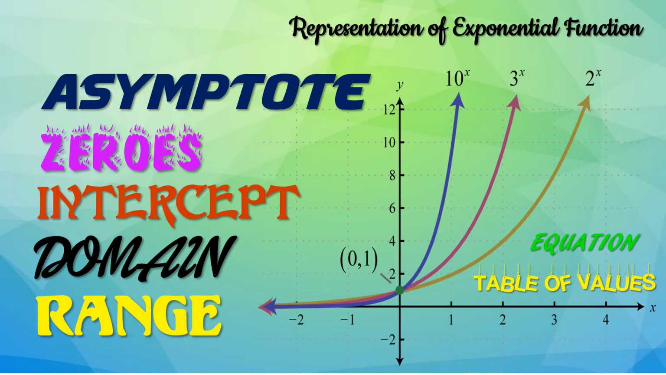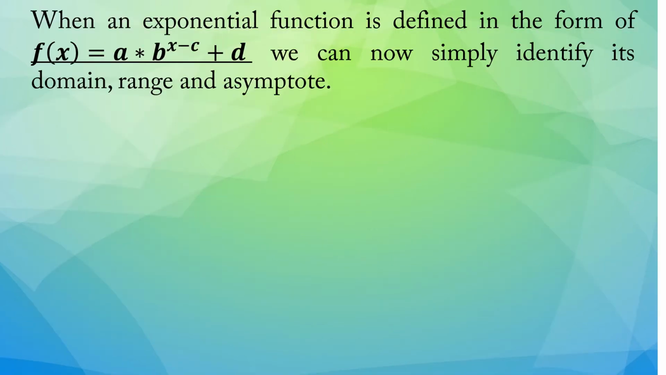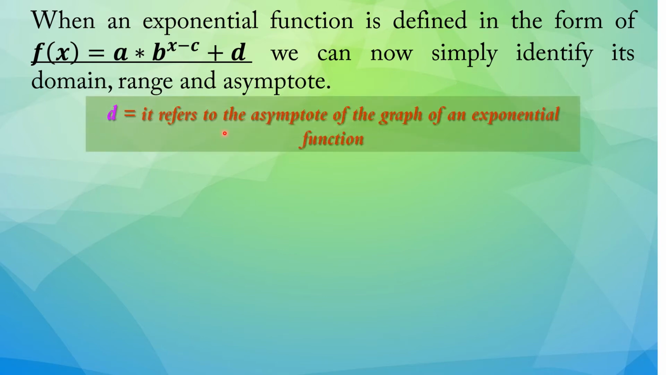Okay, so let's begin. When an exponential function is defined in the form of f of x is equal to a times b raised to x minus c plus d, then we can simply identify its domain, range, and asymptote without any difficulty. And the variable d in our function only refers to the asymptote of the graph of an exponential function. It will dictate the asymptote of the graph.